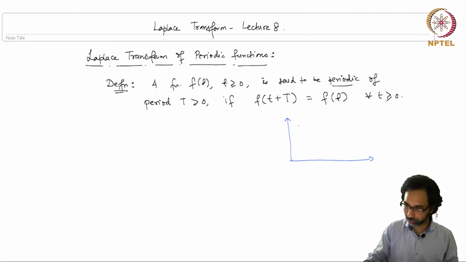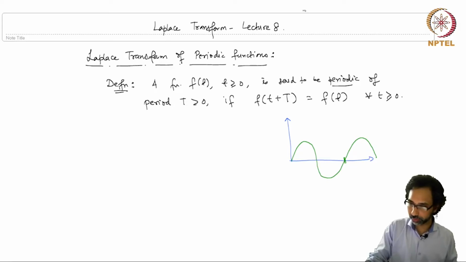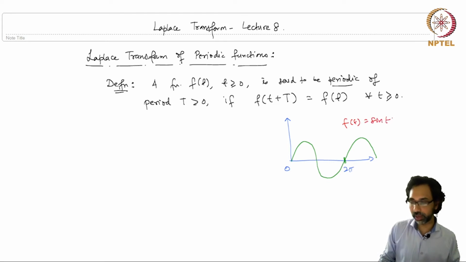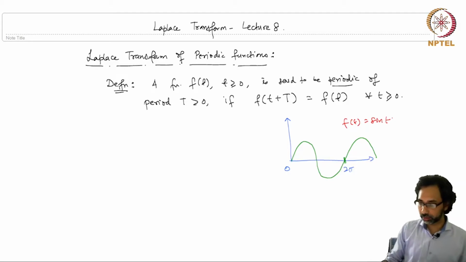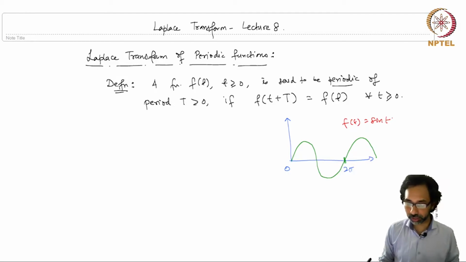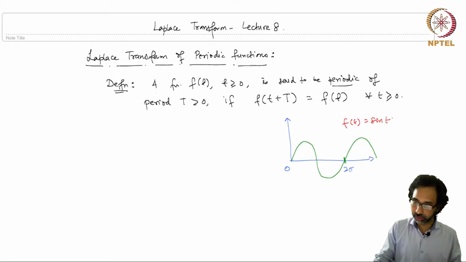One is the sine function. This is periodic with period 2 pi. So this is 2 pi here, and our function is f(t) equal to sin t. Similarly, f(t) equal to cos t has period 2 pi. So now we would like to compute the Laplace transform of a periodic function.